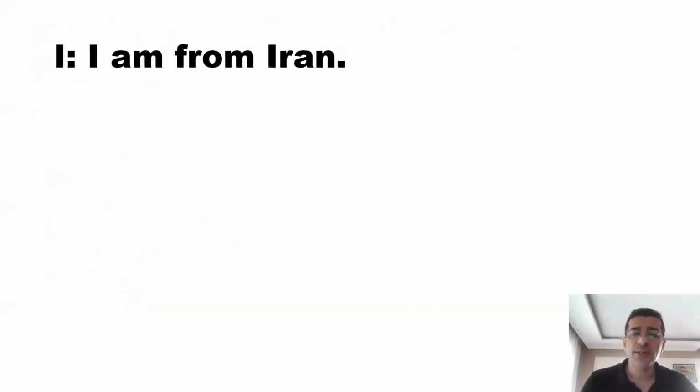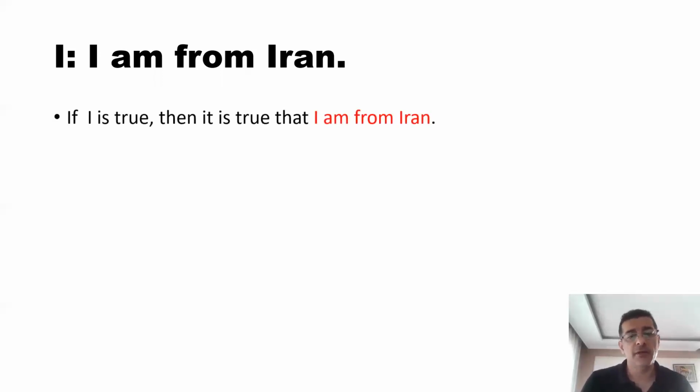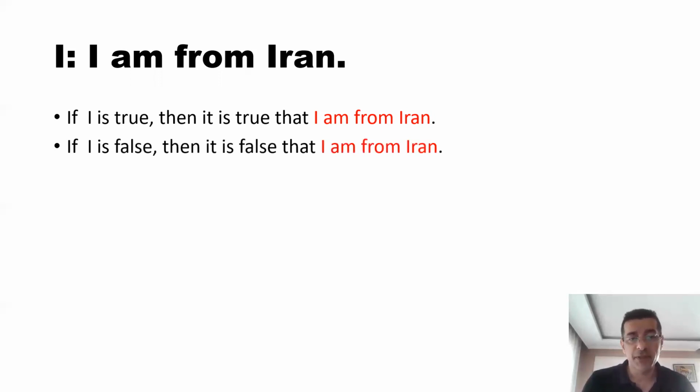Okay. Now let's look at the truth value of each sentence. When you hear a proposition like, I'm from Iran, this is a proposition. Let's say that this is an I, like we had it before. Any proposition we put forward might be either true or false. Is that right? Then I can write, if I is true, then it means that it is true that I'm from Iran. But if it is false, then it is false that I'm from Iran.